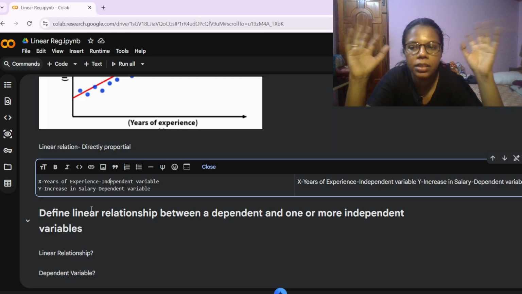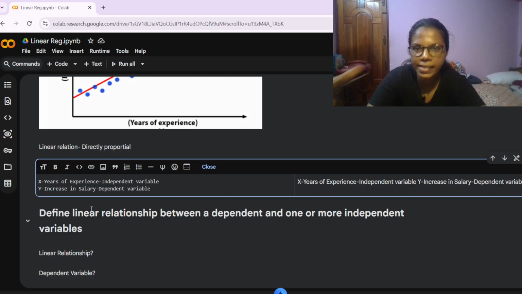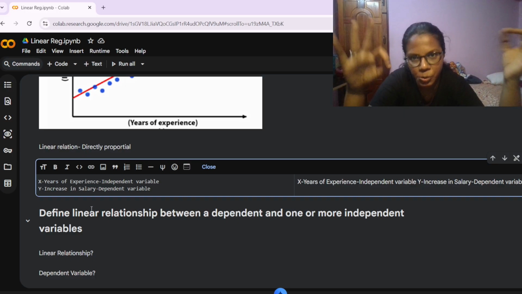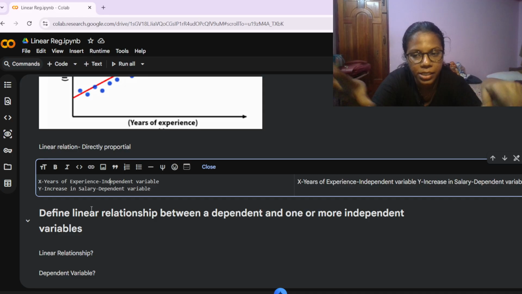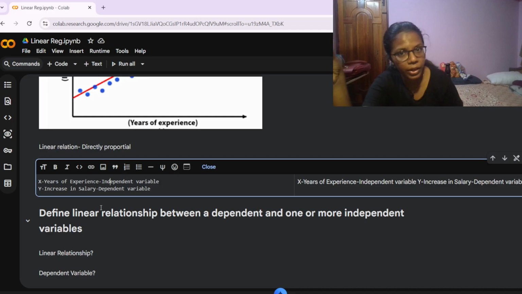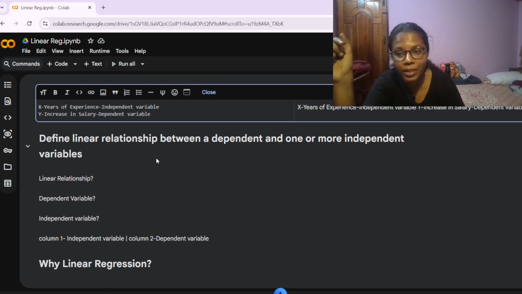Why? Because the increase in salary depends on years of experience. But here, years of experience, does it have any dependency on any other values? No, right? So that is why it is called the independent variable. Now let's go back to the definition part.